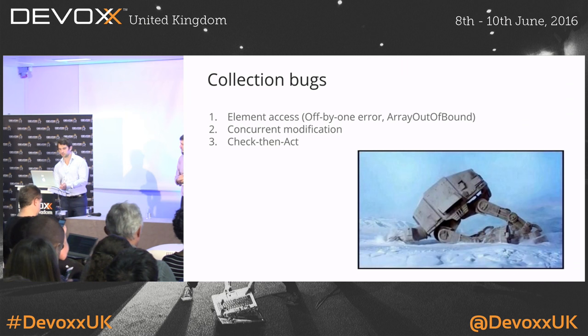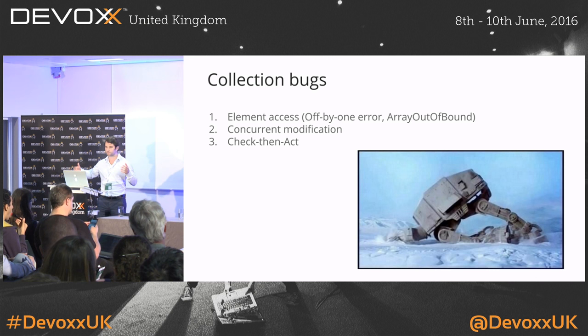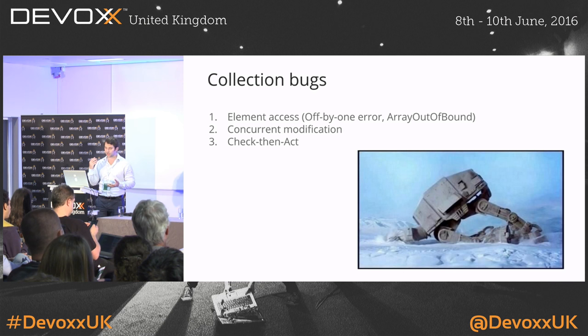This poor machine here was hit by an array out-of-bounds exception. That's what happens. That's how it fell on its face. That's the classic first kind of bug that you often see with collections. Then what we're going to talk about is concurrent modification and check-then-act, maybe two bugs that are not so common.